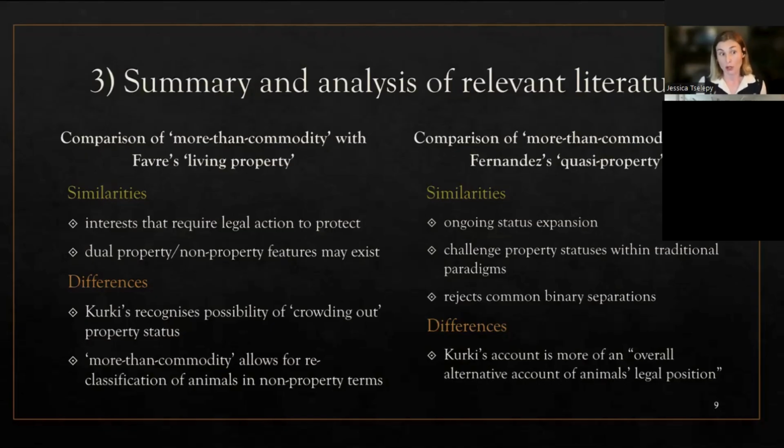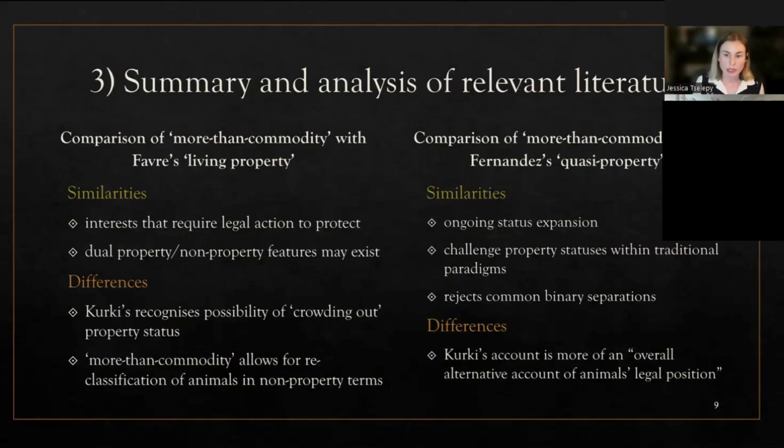Okay. Kirky's more than commodity regime could be read to include a recognition of the dual property, non-property features as recognized in Favor's account. Kirky's regimes, for instance, also acknowledge that animals have a present property status, but can have protections that relate directly to their interests. However, unlike living property, which suggests a sort of hybrid status that's still anchored in ownership, Kirky's regime acknowledges that animals', quote, legal status cannot be exhaustively described by merely making reference to thinghood, end quote.